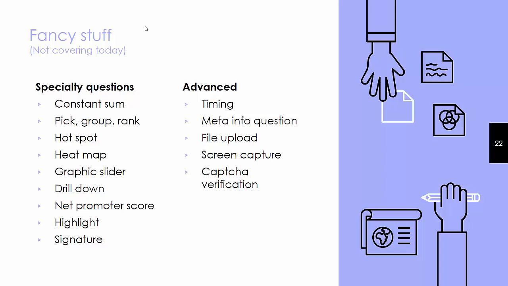The last section is advanced, and there are some things that are actually more for you as the surveyor, as the researcher. So you have timing, which just tells you how much time it takes to answer the survey. There are meta info questions, just meta like on the background side of the data itself. If you ask your participants to upload a file or to do a screen capture, that's an option that's available. And lastly, there's CAPTCHA verification.